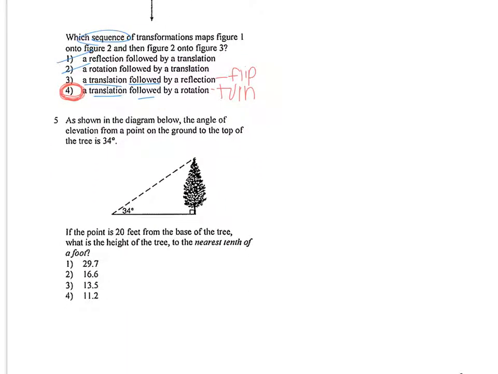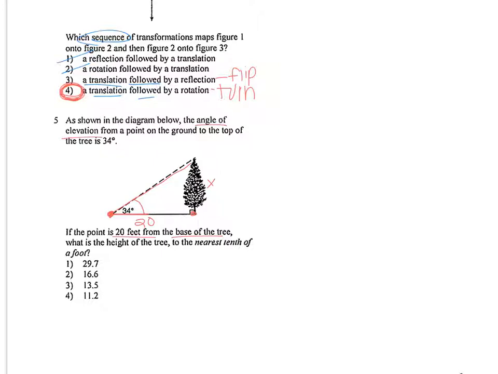In this next one here, it says, as shown in the diagram below, the angle of elevation from a point on the ground to the top of the tree is 34 degrees. So elevation means to look out and then look up. So we're at this point on the ground looking at the top of a tree, and it's 34 degrees. If the point is 20 feet from the base of the tree, so this point is 20 feet from the base of the tree, what is the height of the tree to the nearest tenth?